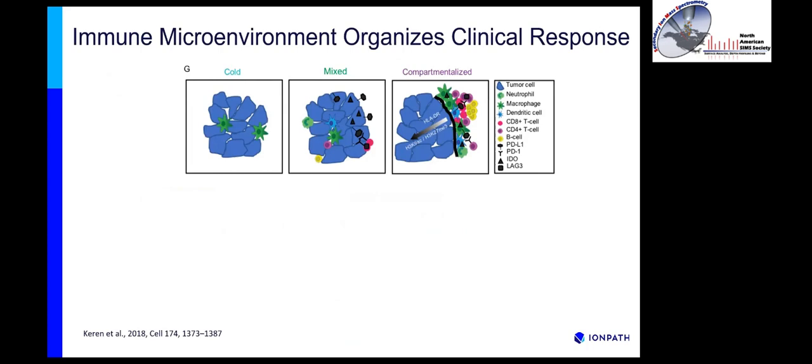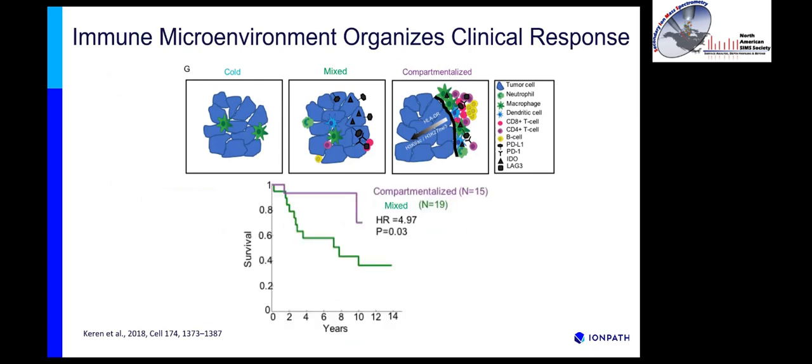But the question still remains, why does this matter? Does this tell us anything about the patient? It turns out that the immune microenvironment organizes clinical response. If we think of those three examples again, cold, mixed, and compartmentalized, in this particular study they had survival information about each of those patients. And when you separate out the compartmentalized and the mixed patients and take a look at prognosis over time, we see that the tumor structure can be correlated with patient outcome. You see here that compartmentalized tumors are associated with higher survival.